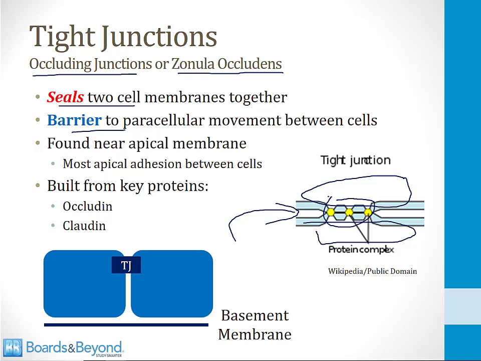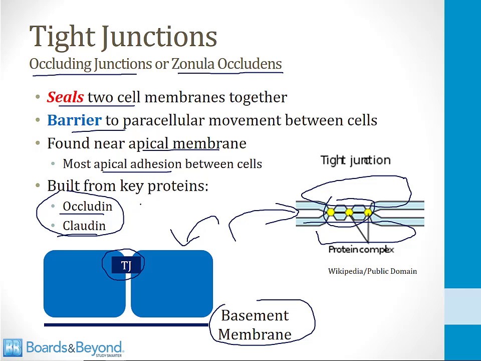These types of junctions tend to be found near the apical membrane. So if you look at my drawing at the bottom of the screen, this is the basement membrane. This is the apical side of the cells, and this is where you tend to find these tight junctions. They are usually the most apical adhesion between two cells. And the proteins that make up tight junctions go by names like occludins and claudins. There's nothing special you need to know about these except that they are the major components of the tight junction.